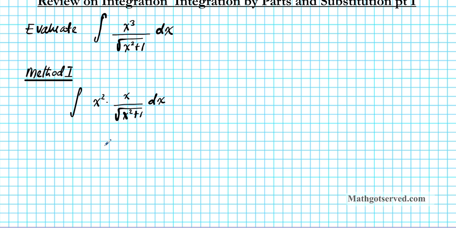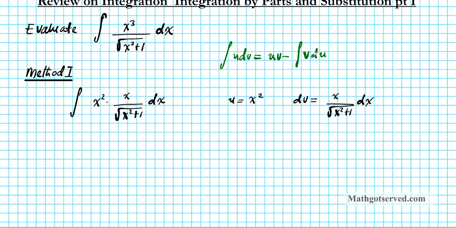All right, so in this case, my u is going to be x squared, and my dv is going to be x divided by the square root of x squared plus 1 dx. Now remember the formula for integration by parts. Let's rewrite it here: the integral of u dv equals uv minus the integral of v du. In this formula, we know that u is x squared, so all we need to find is v and du.